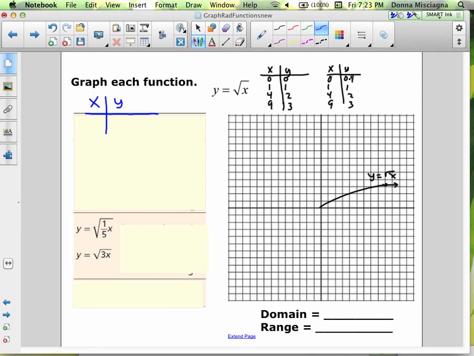All right, so I want to choose numbers that will be friendly to graph. I'm not going to graph every possible point that would fit on my coordinate plane here. I'm going to choose wisely so that I get friendly numbers. So I am going to choose 0. That would be the square root of 1/5 times 0, which is just the square root of 0, which is 0. So there's one point.